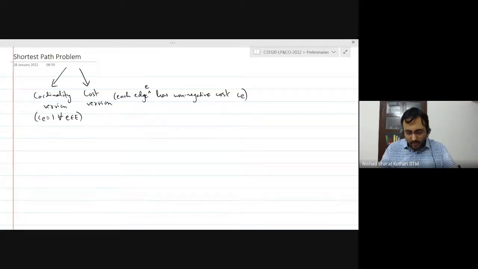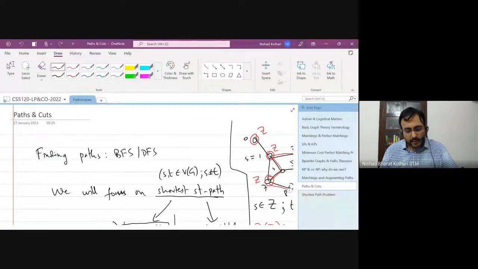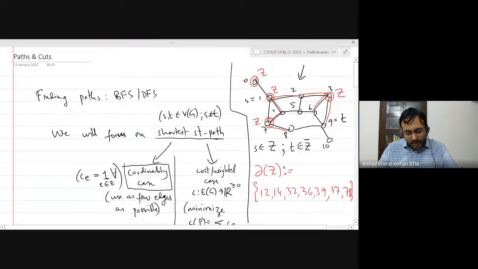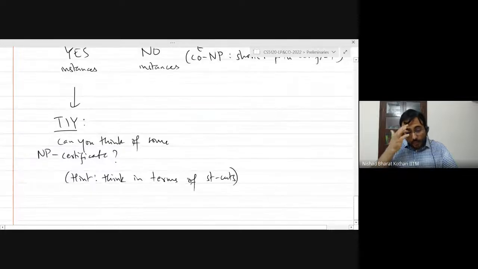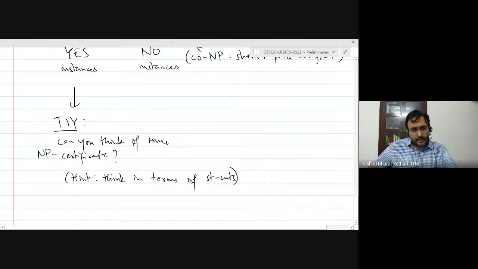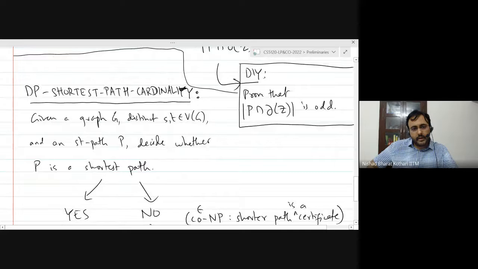Right. So we talked about paths and cuts, ST paths and ST cuts in particular, right? And I suggested working out two try it yourself problems. One of them I discussed in the lecture is to find an NP certificate for the shortest path decision problem, right? So you're given a graph and an ST path between these two vertices, and you want to decide whether this is the shortest path.